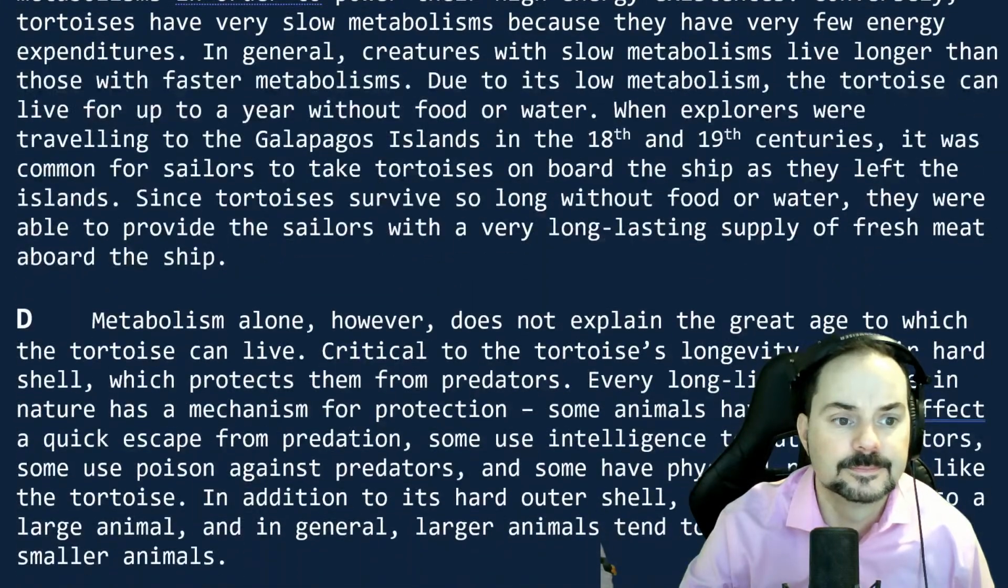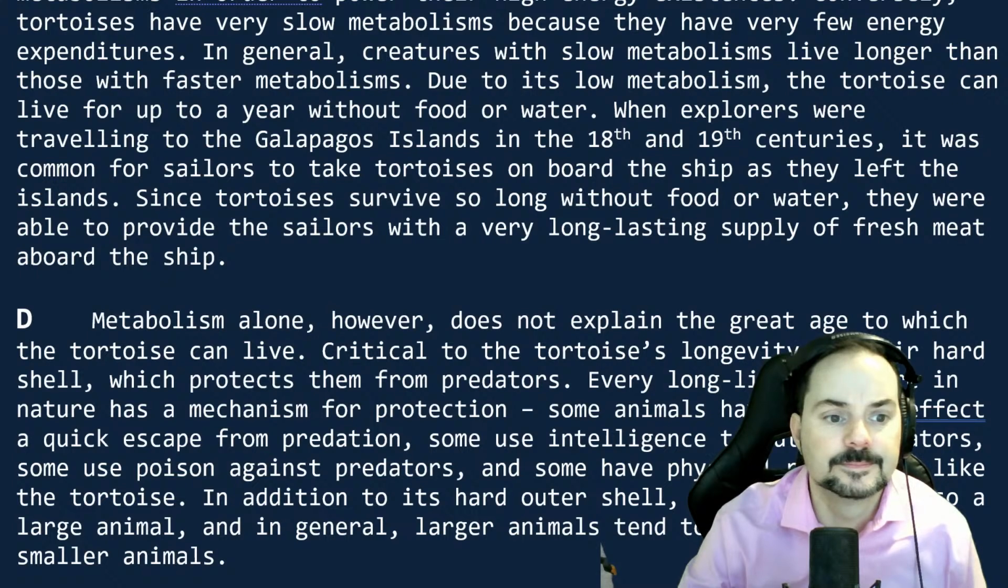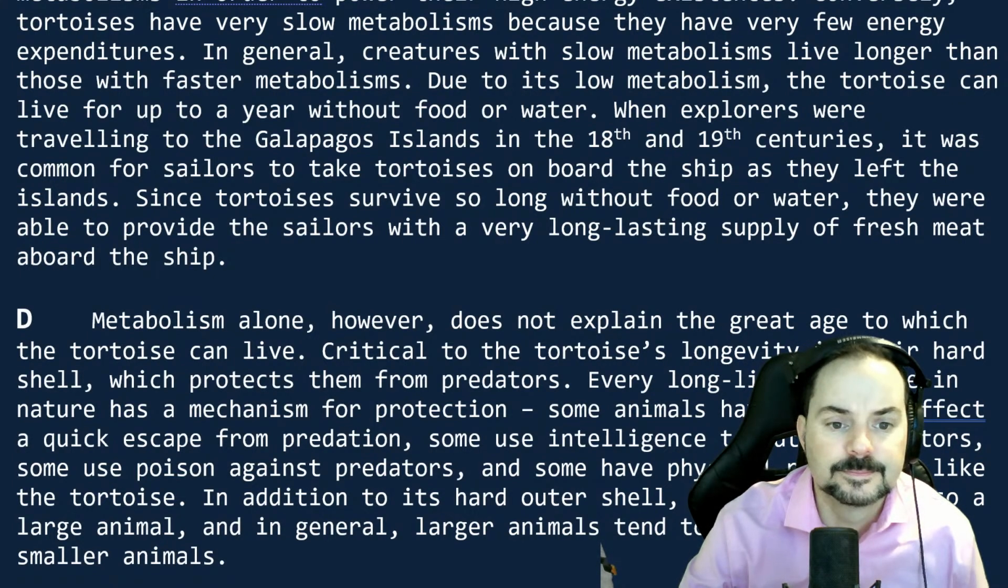When explorers were travelling to the Galapagos Islands in the 18th and 19th centuries, it was common for sailors to take tortoises on board the ship as they left the islands. Since tortoises survived so long without food or water, they were able to provide the sailors with a very long-lasting supply of fresh meat aboard the ship.